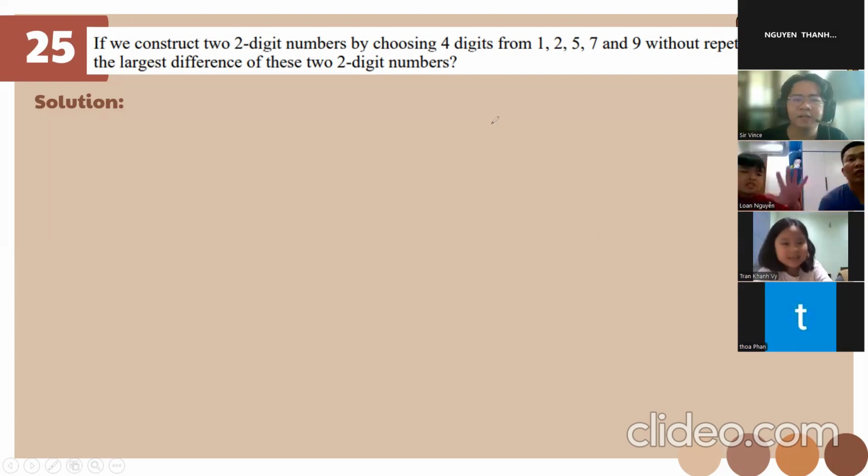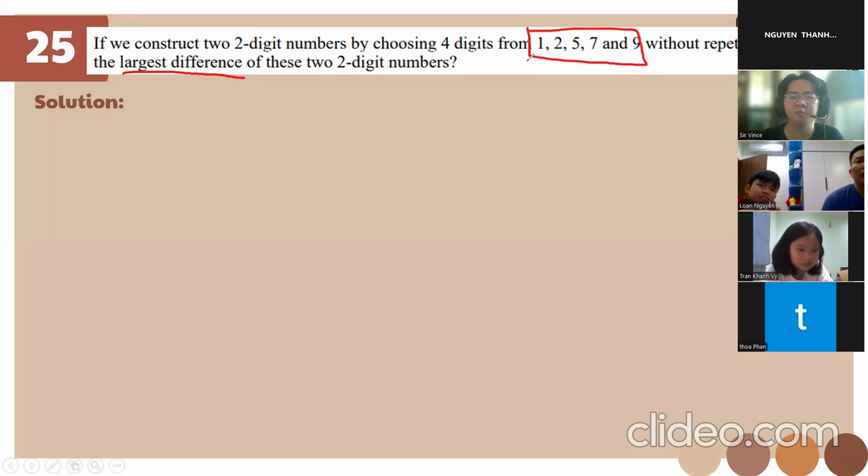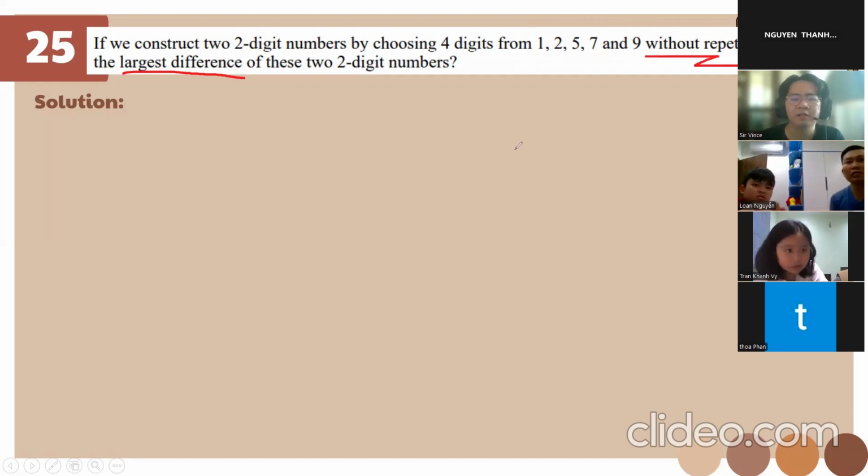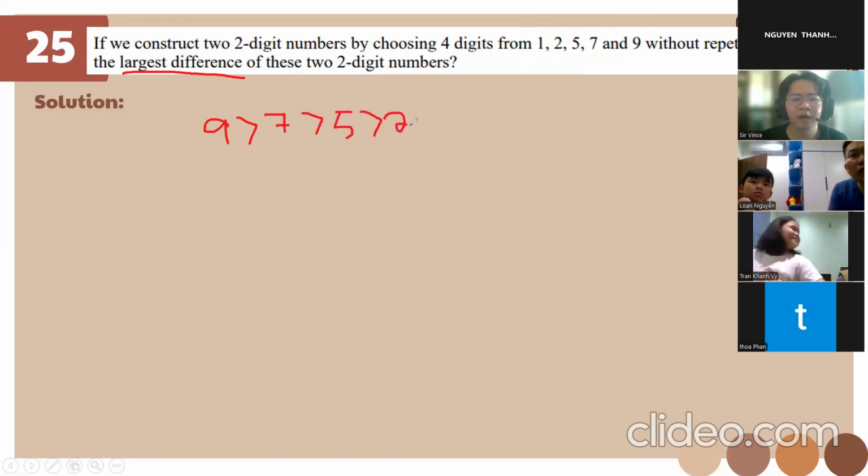Okay, 25, sir. For this, we are finding the largest difference. We need to find, of these numbers, the highest and the smallest we can get, but take note, without repetition. Reading the question carefully, we have 2-digit numbers. So let's arrange them from greatest to least: 9, 7, 5, 2, and 1.